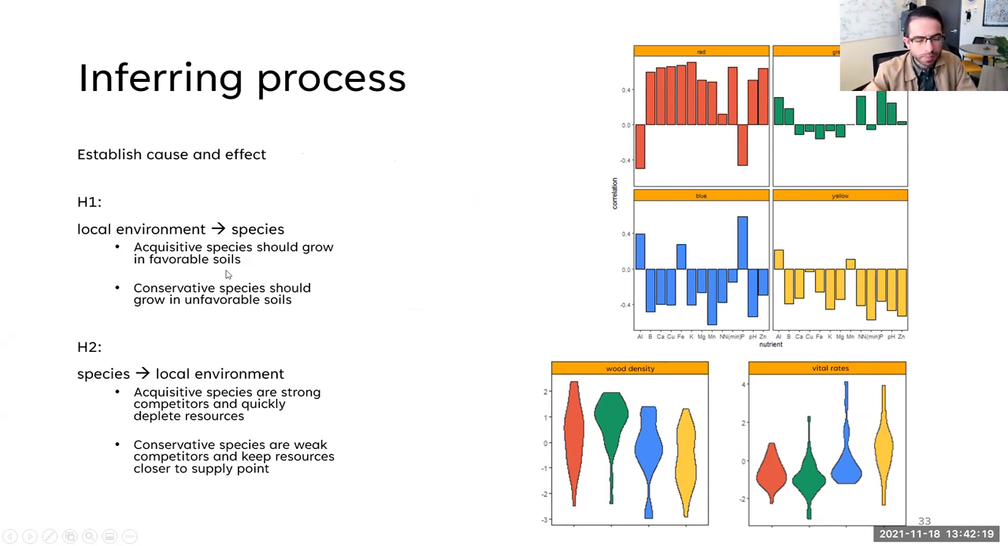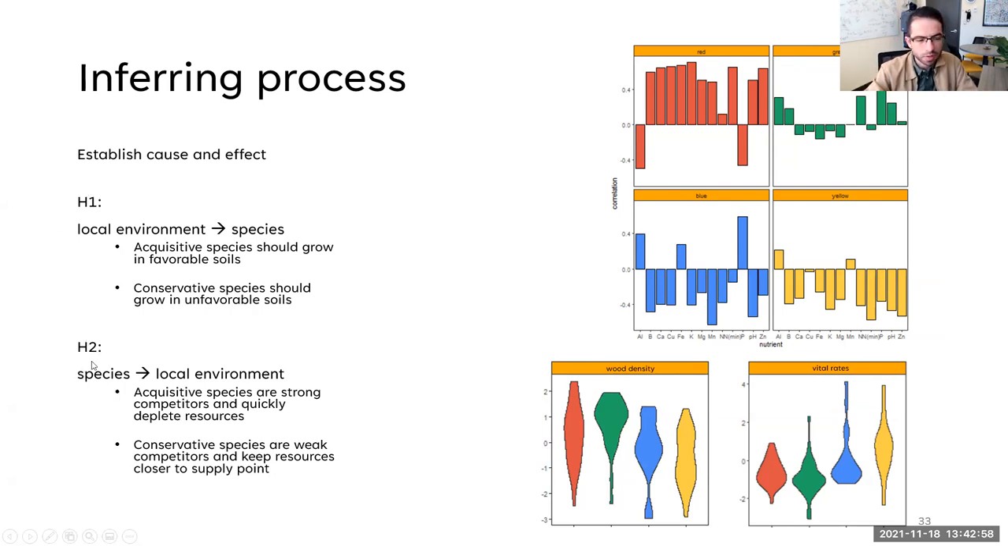So again, audience participation. In terms of establishing cause and effect, what is the process causing this pattern? Here are two hypotheses. Hypothesis one, the local environment filters my species. Based on that hypothesis, I would expect acquisitive species to grow in favorable soils. Those are species that grow fast and don't live very long, right? So they need a lot of resource, so they should be growing in high nutrient areas. Conservative species, on the other hand, since they're slow and steady, should grow in unfavorable soils simply because they're better adapted to those soils. That will be my hypothesis one.